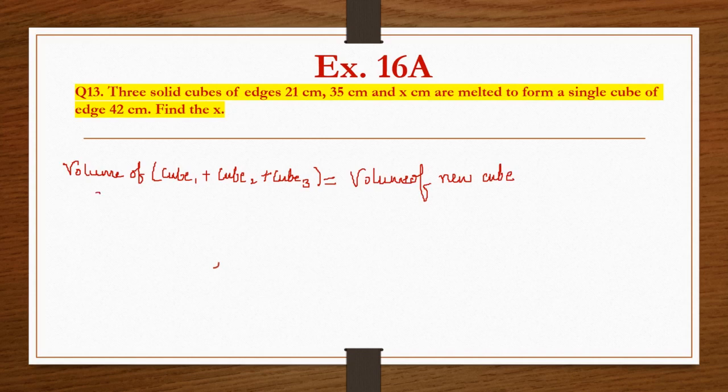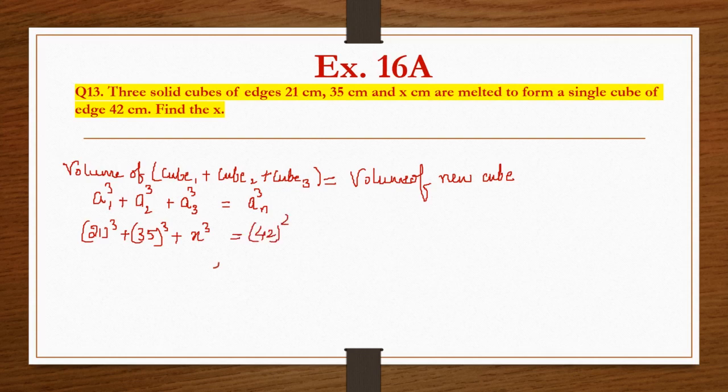So we can say the first cube has edge a1, so a1 cube plus a2 cube, the second cube having a2 as edge, and a3 is the third cube edge, so a3 cube. And we are considering the edge of the new cube as an, that is an cube. Now put the values. A1 is 21, so that is 21 cube. a2 is 35, so 35 cube, plus a3 we have x, so x cube, equals an is 42, so 42 cube.